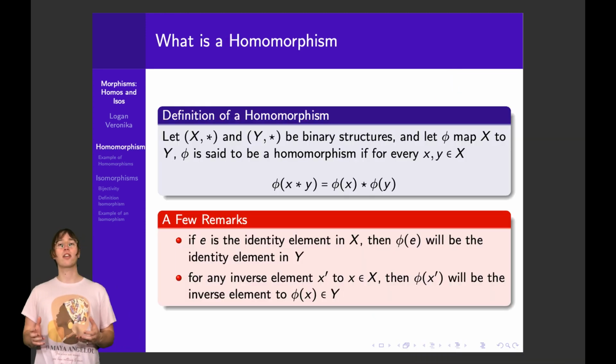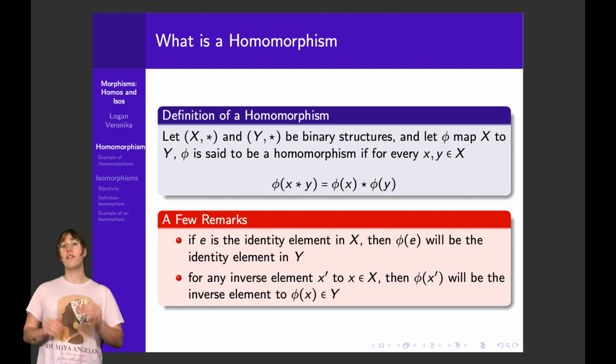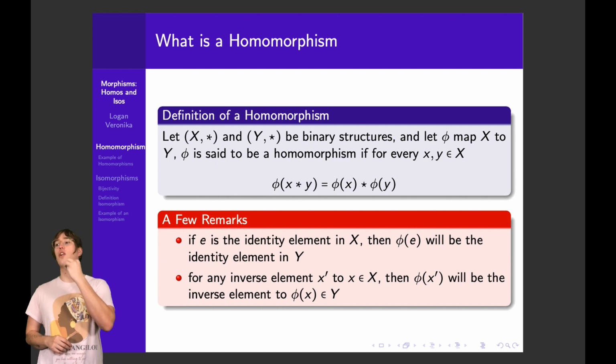Let's take two binary structures, (X, star) and (Y, star). And then let phi be a map from X to Y. Phi is said to be a homomorphism if for every x and y in X, phi of (x star y) in parentheses is equal to phi of x star phi of y.